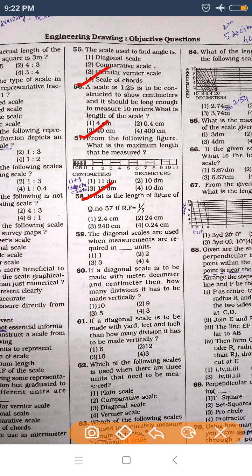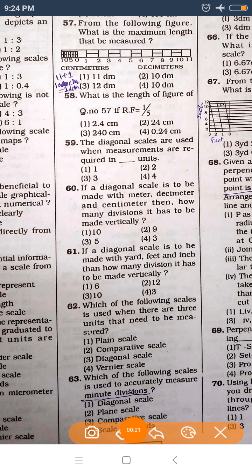What is the length of the figure? If representative fraction is 1/5, answer will be 24 centimeter. The diagonal. Question number 59. The diagonal scales are used when measurements are required in 3 units. Example as meter, decimeter, centimeter.